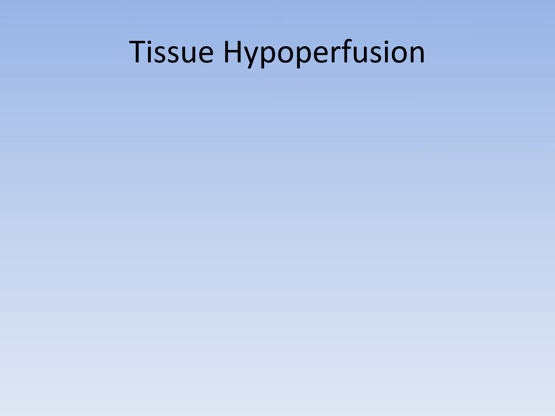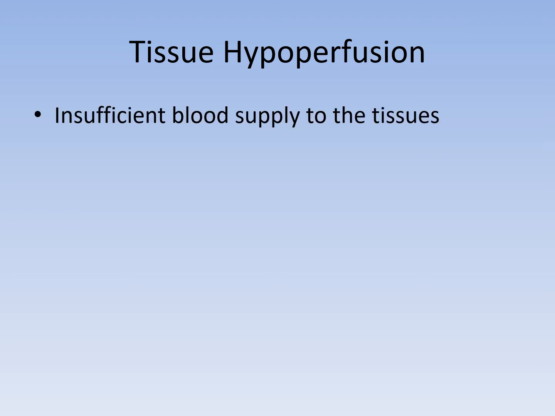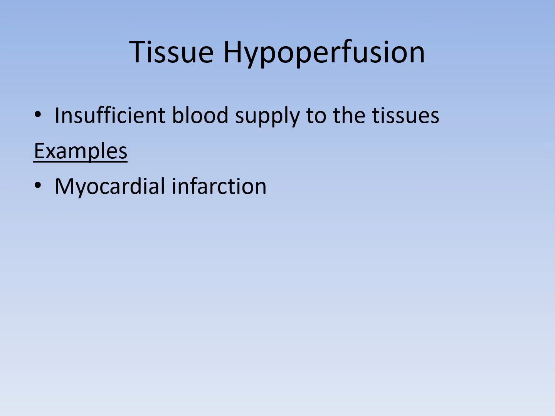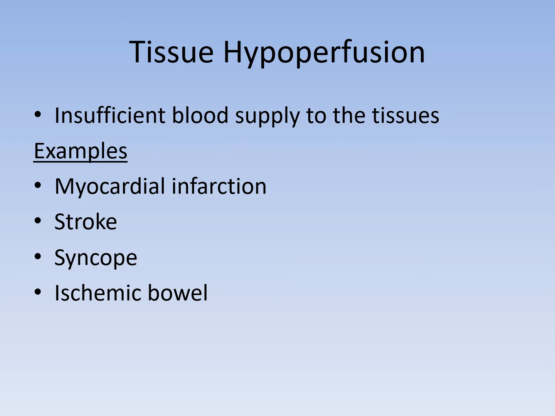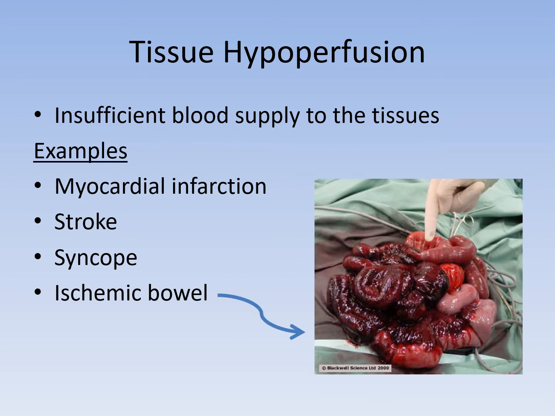Severe hypotension can compromise blood supply to various organs. These include the heart, and it can cause a heart attack, the brain, and it can cause a stroke, or syncope, which basically means loss of consciousness. And if you don't get enough blood supply to your intestines, you can have something called ischemic bowel, or basically part of your intestines die. And this is a life-threatening condition with very high mortality.